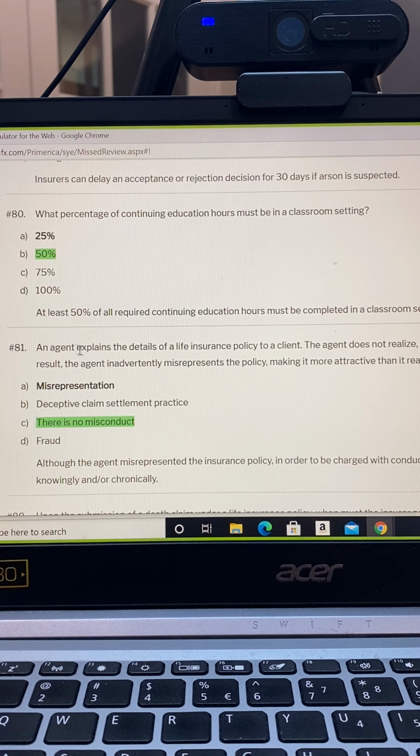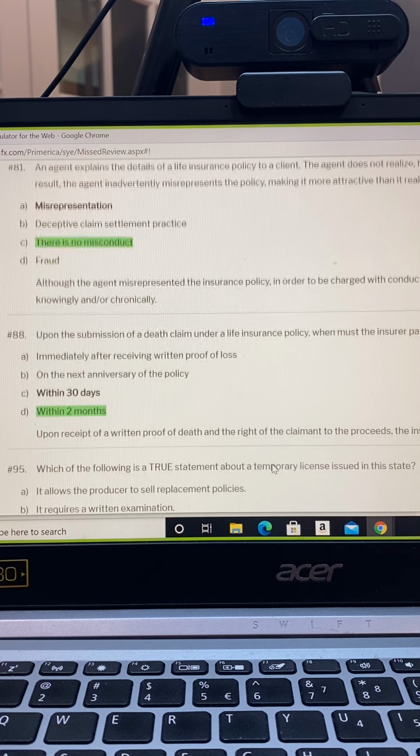An agent explained the details of life insurance to a client. Didn't you say there's no misconduct? Uh-huh. See, you don't need to be listening to me, apparently. No, man, you a big help to me, I'm telling you. Just by listening to you read those questions and decipher through those questions, it's a big help to me. Okay, good. Although the agent misrepresented, there's no misconduct.